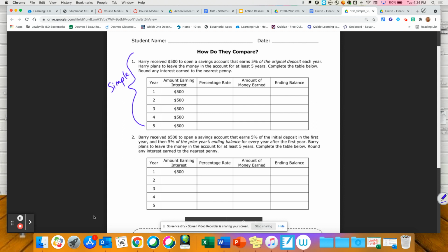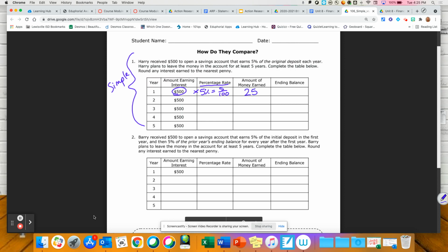So he put $500 into the account. The percentage rate is 5%, which means 5 out of 100. Now I'm going to use the fraction form of this number, although you can use the decimal form as well. You are going to take the 5%, which is 5 over 100, and you're going to multiply 5% by 500. Do that now on your calculator. So 5 over 100 times 500 is $25.